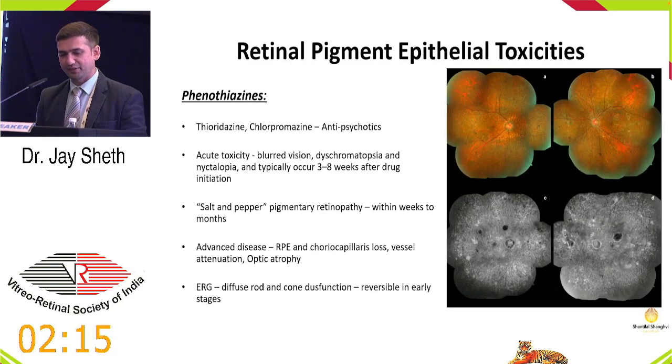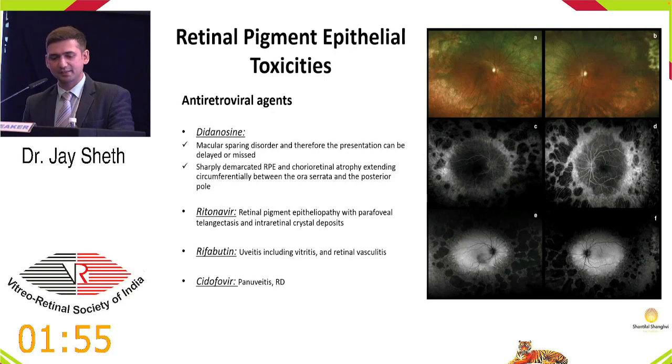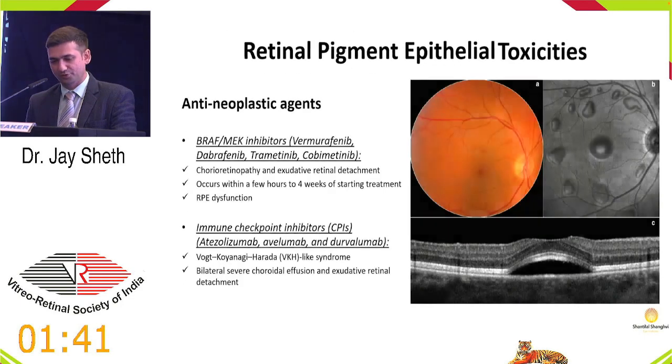Then there are drugs like phenothiazines that cause a diffuse RPE involvement, and it usually starts within 3 to 8 weeks of starting the therapy. A salt and pepper pigment retinopathy can develop within a few weeks to a few months. So early recognition is needed in these patients. Other agents like didanosine also cause a peripheral RPE atrophic picture, and it usually spares the macula. Other antimicrobial agents such as rifabutin and cidofovir can be associated with a concurrent uveitic entity also.